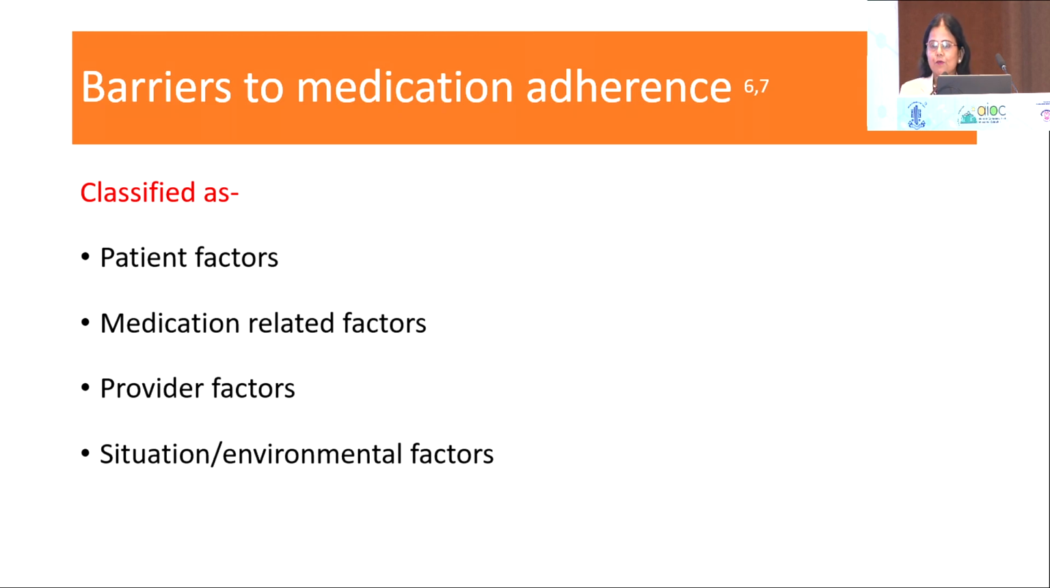So what are the barriers? Why are patients not adherent to the glaucoma medication? They are classified into 4 classes. They can be patient factors, medication related factors, provider factors, or situational or environmental factors which cause obstacles in following the regime.